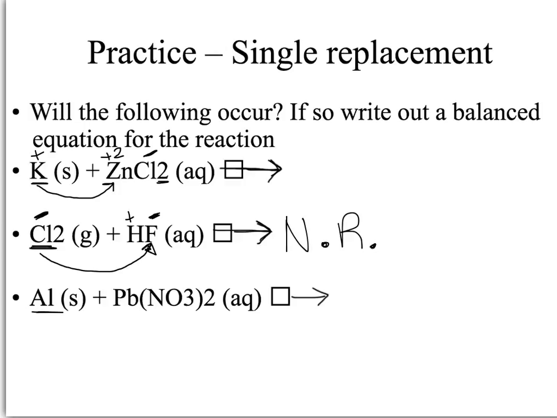Aluminum, here I have aluminum metal, and I have tin and nitrate. And if I look at my activity series, I'm going to see that aluminum is quite a bit higher, and so the reaction will occur.